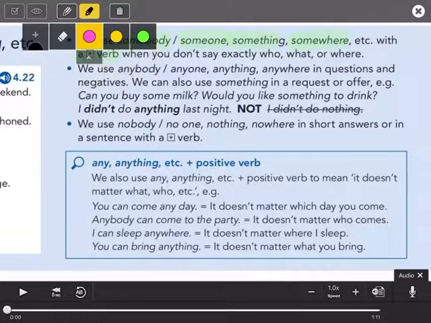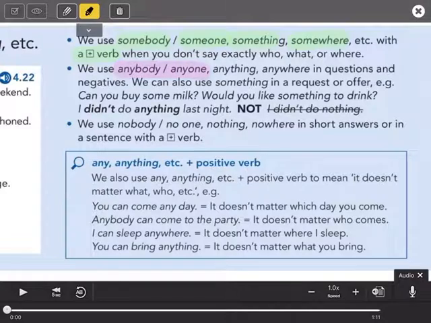Now, let's look at my next group. We use anybody or anyone. And again, they are synonyms. We use anything or anywhere in questions and negatives, no? Pero eso me suena del any, ¿no? I don't have any money. Do you have any money? You can also use something in a request or an offer.